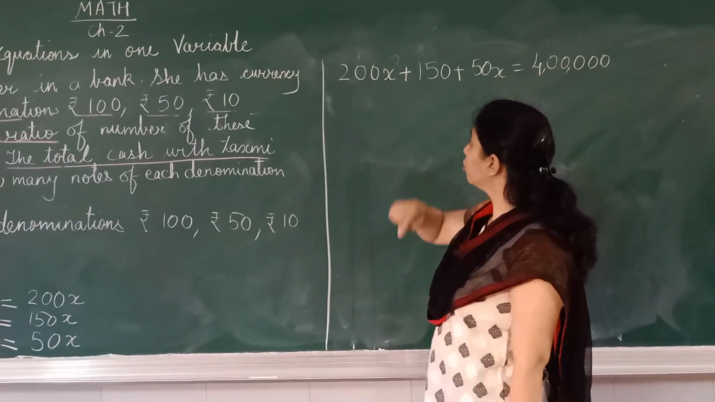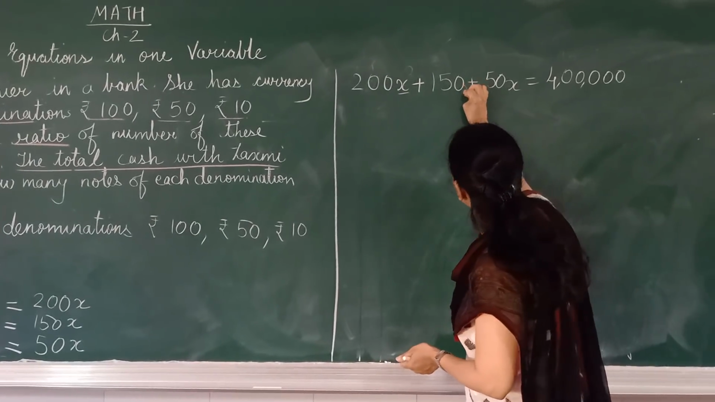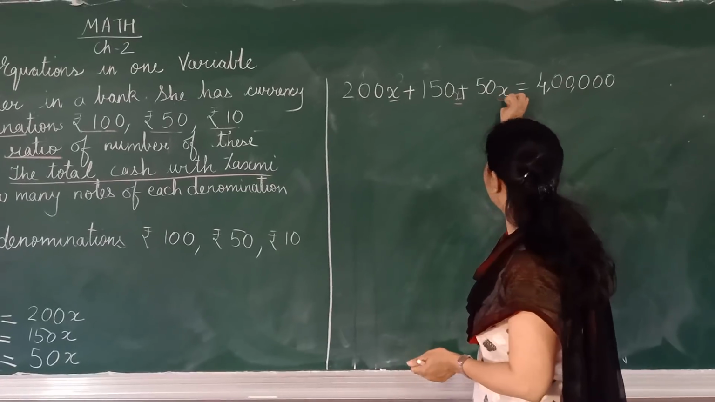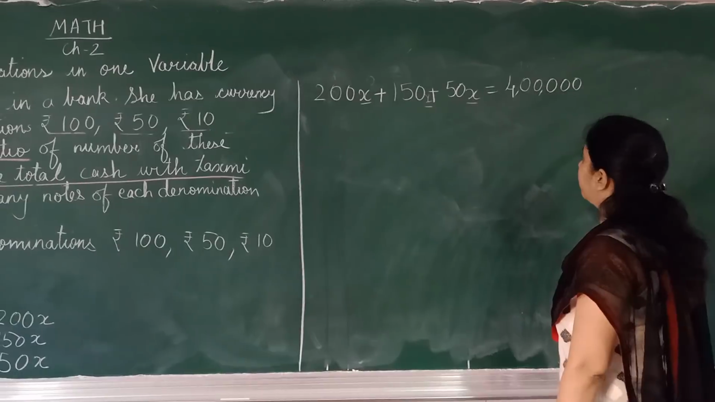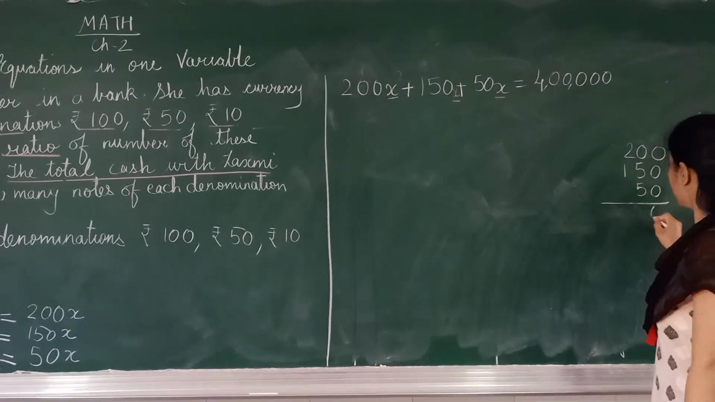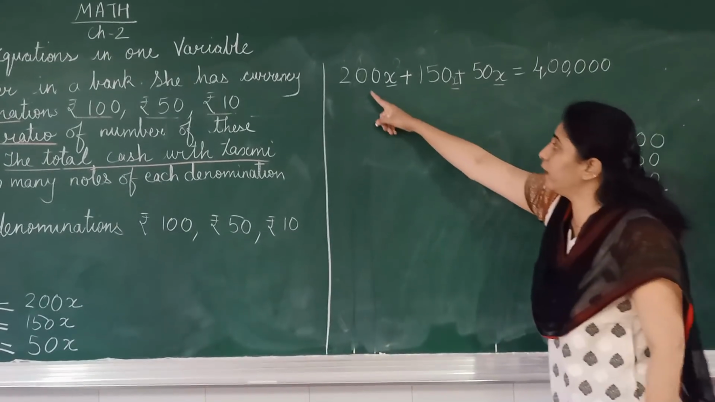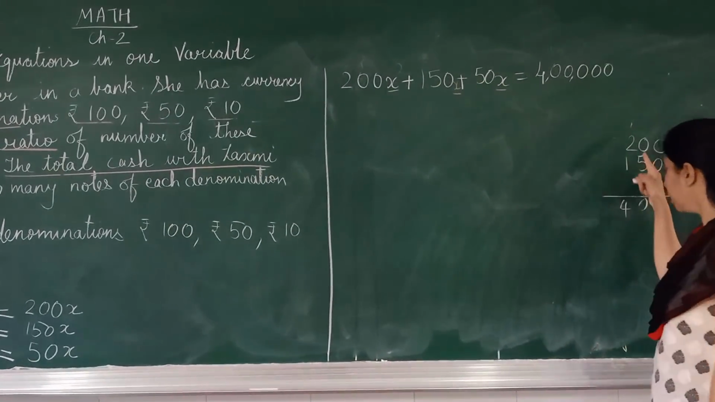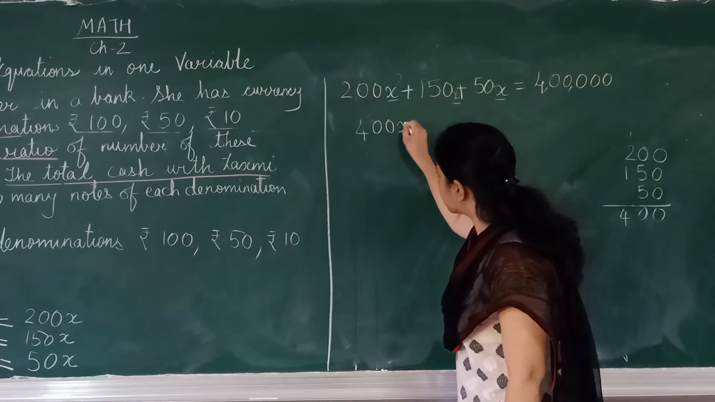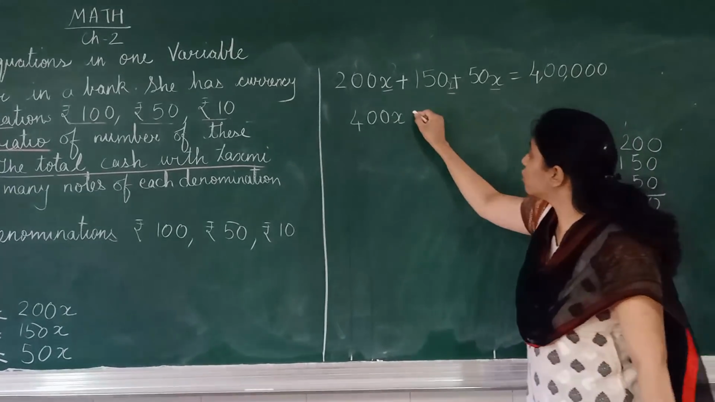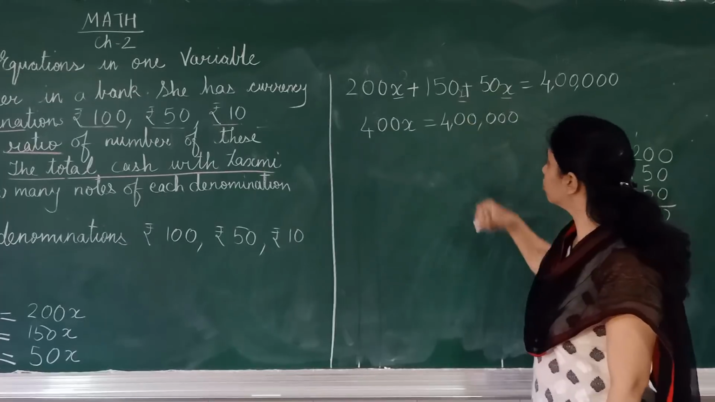Okay. Now what are you going to do? Here x, here x, and here also x. So you are going to add now: 200 plus 150 plus 50. I have added 200 plus 150 plus 50, so your answer is 400. So 400x is equal to 4 lakh. Is it clear?